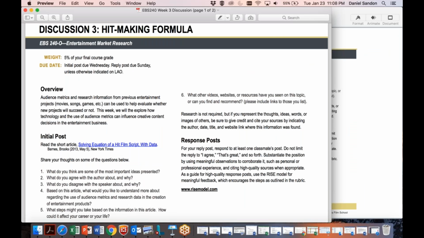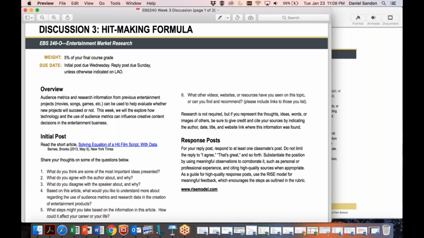And by way of overview, it says, audience metrics and research information from previous entertainment projects, movies, songs, games, etc., can be used to help evaluate whether new projects will succeed or not. This week, we will explore how technology and the use of audience metrics can influence creative content decisions in the entertainment business. So, for your initial post, you will first read this short article from the New York Times called Solving Equation of a Hit Film Script with Data, from a few years ago, but still very, very relevant today.